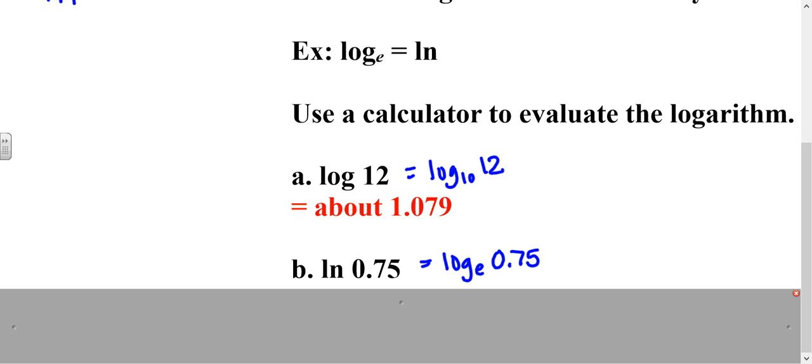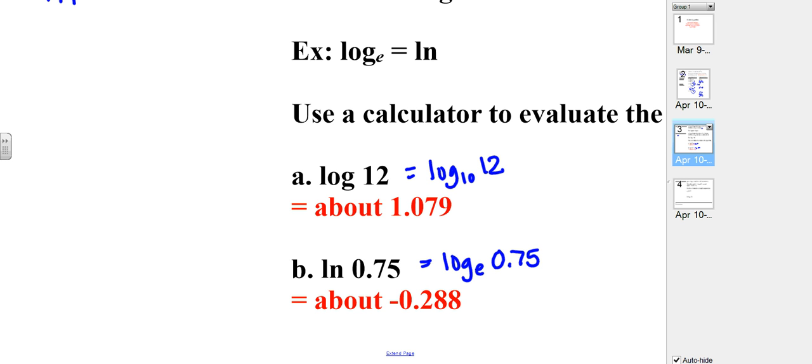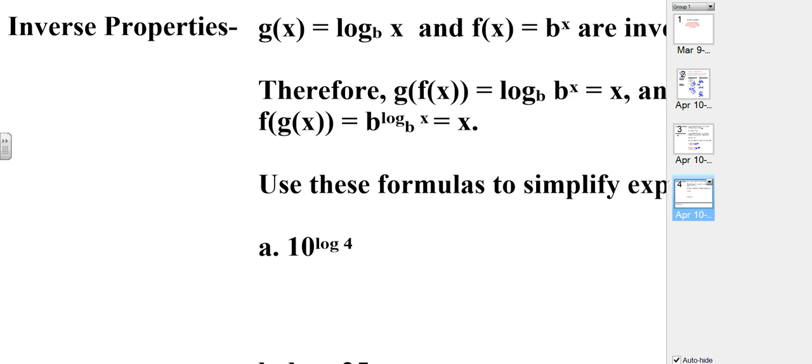So you're going to type in the natural log button, which is ln, and then 0.75. And if you hit equals, then you should get about negative 0.288. All right. So just double check those, make sure you know how to enter those in the calculator correctly. Last thing.